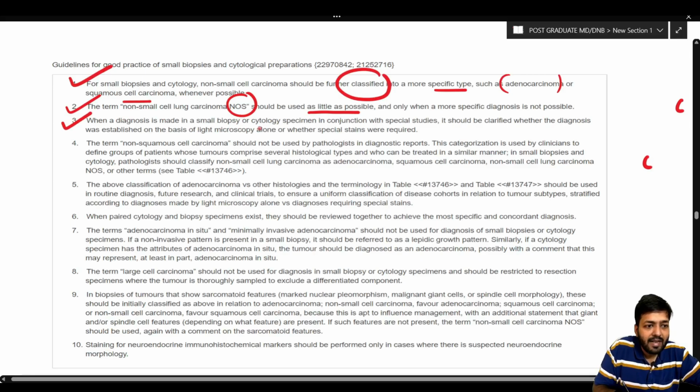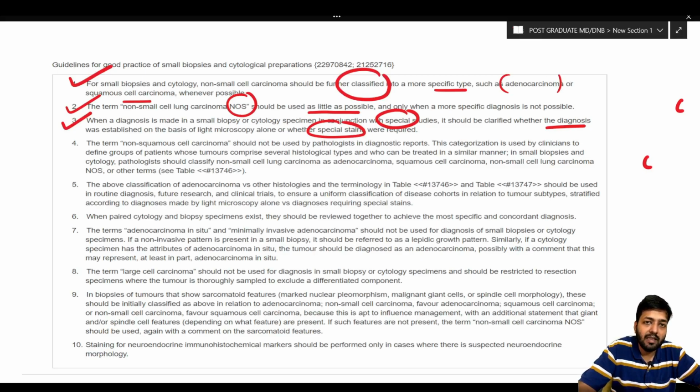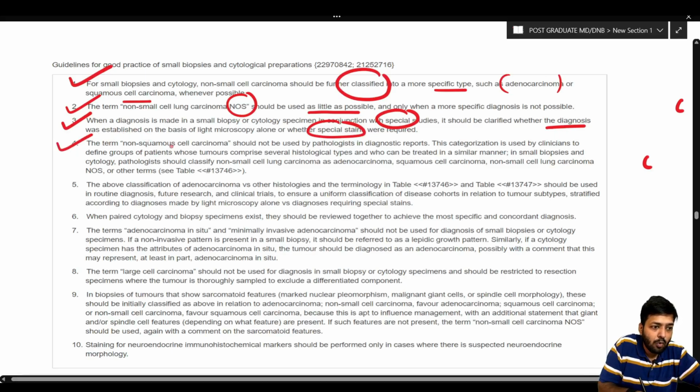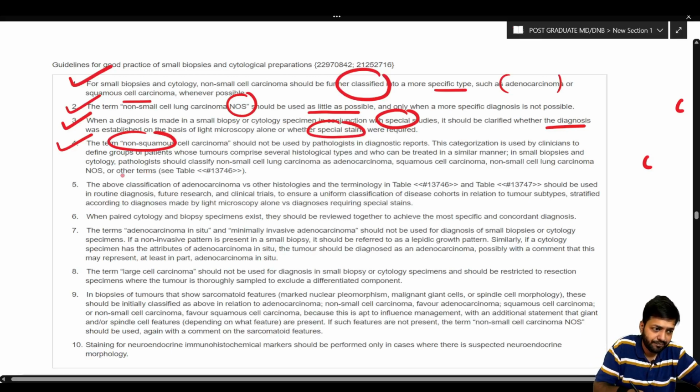When a diagnosis is made in a small biopsy or cytology specimen in conjunction with special studies, it should be clarified whether the diagnosis was established on the basis of light microscopy alone or whether any special stains were used. So if you have used any special stain or done any special study, then you should always mention that you have done this study and this was the result, and after that you give a diagnosis. Now the term non-squamous cell carcinoma: sometimes you rule out that it is a squamous cell carcinoma, it is a large carcinoma but not a squamous cell carcinoma, and you use the term non-squamous cell carcinoma. That should not be used.